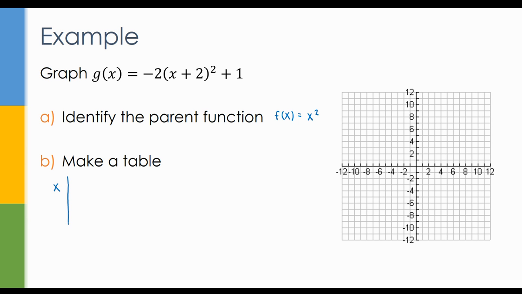So I'm going to start off by making a table. And remember, because we're dealing with a squared term, we should be creating a shape that is a U. So I can square negative numbers, I can square 0, I can square positive numbers. That would give me 4, 1, 0, 1, and 4. So here are the points that I'm going to plot. It's going to form that U: (-2, 4), (-1, 1), (0, 0), (1, 1), (2, 4). And so there's my f of x function.